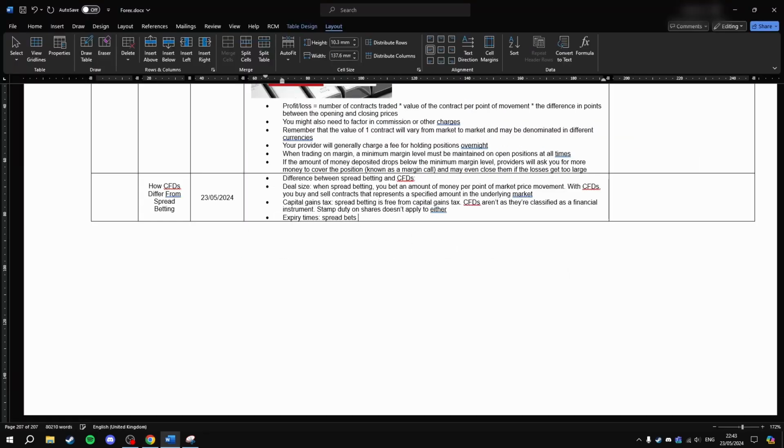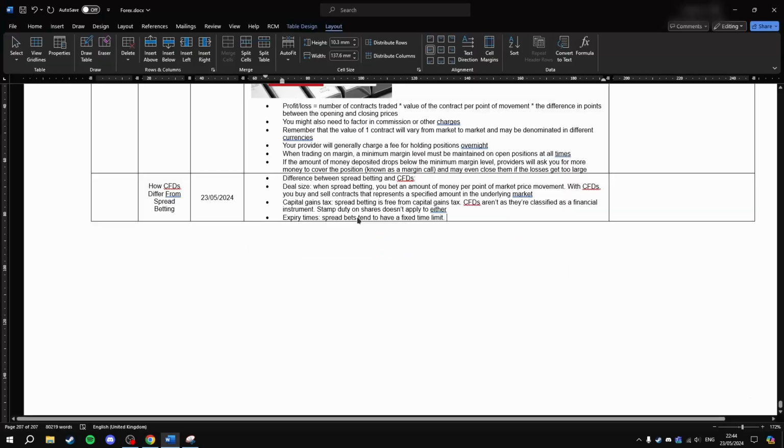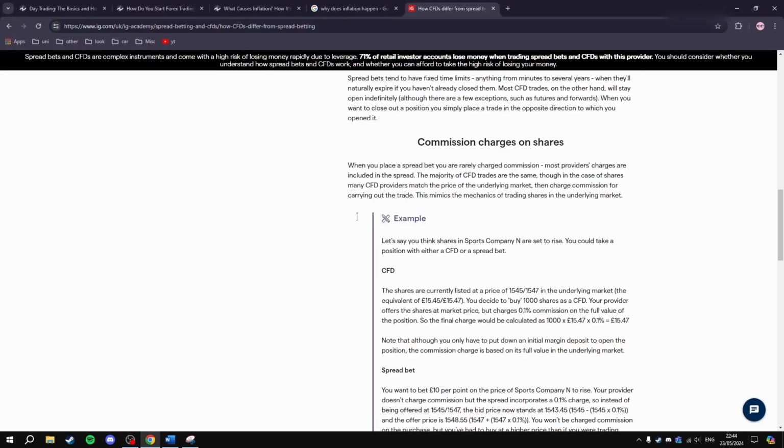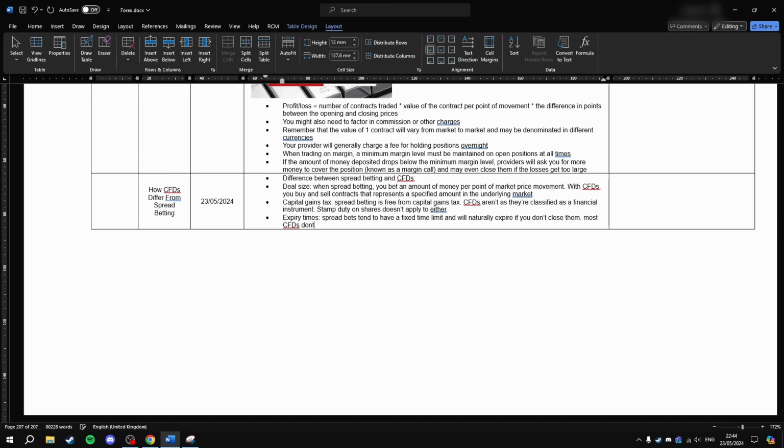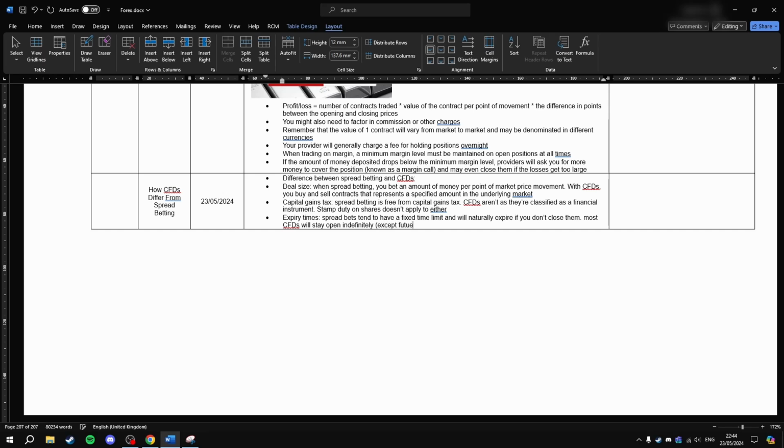So spread bets tend to have a fixed time limit, and will naturally expire if you don't close them. Most CFDs don't. Most CFDs will stay open indefinitely, except futures and forwards.